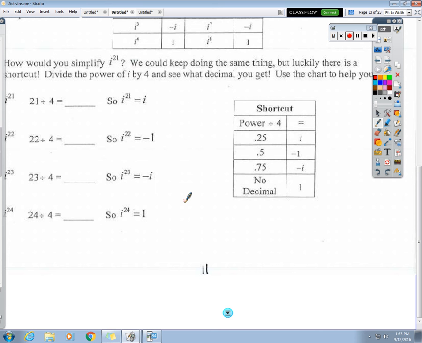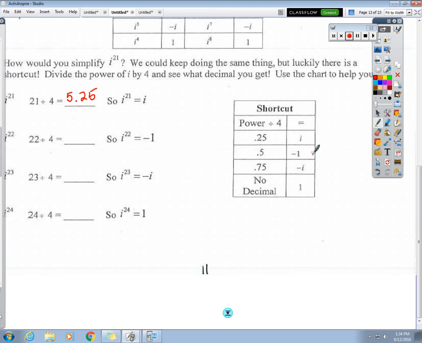21 divided by 4. 5.25. That's just the shortcut method. It's correct. You'll notice over here in this little shortcut box, it lets you know that when you do your power divided by 4, if you end up with a 0.25, it's going to be i, right? So i to the 21st equals i.